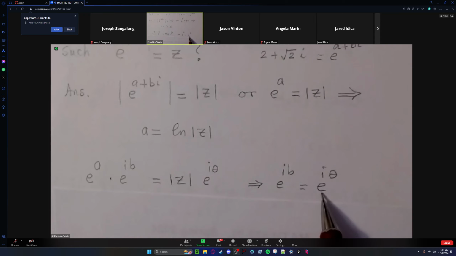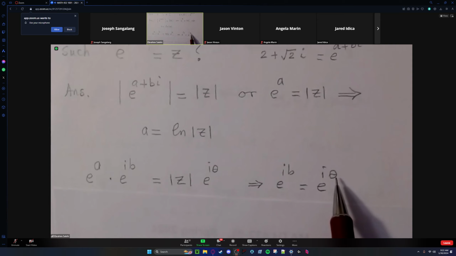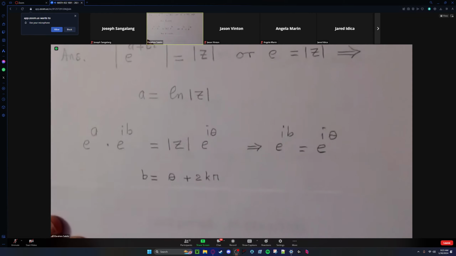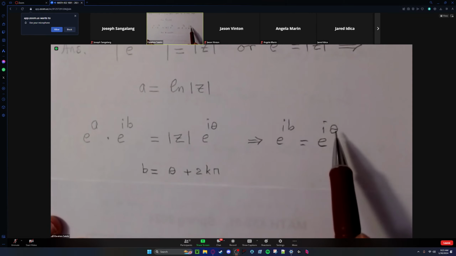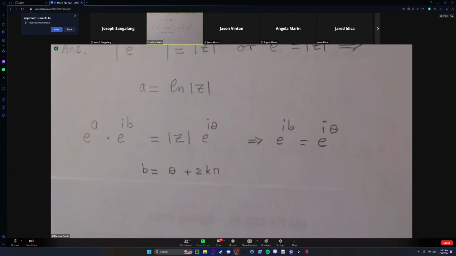And remember, as soon as we have two exponentials equal, we cannot simply say ib equals i theta. No, no, no. There might be a 2k pi i thing, and here is b. b will be theta plus 2k pi. Oh, we found b as well. We found b.